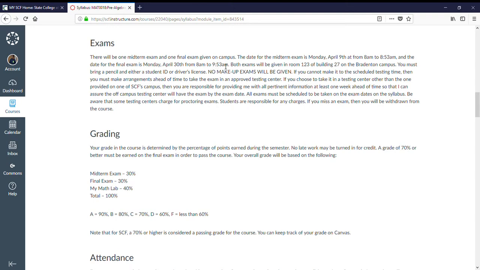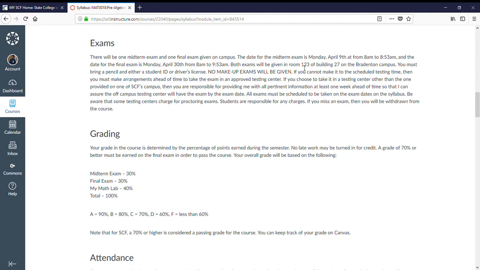The final exam you get 2 hours for. They'll both be on the Bradenton campus in room 123 of the math building. That's building 27. So make sure you're prepared for those, and you just show up. Really just bring an ID and a pencil. We'll provide all the paper you need. For the midterm, you can't use a calculator. For the final exam, it's in 2 parts. One part you can use a calculator, one part you're not supposed to use a calculator.